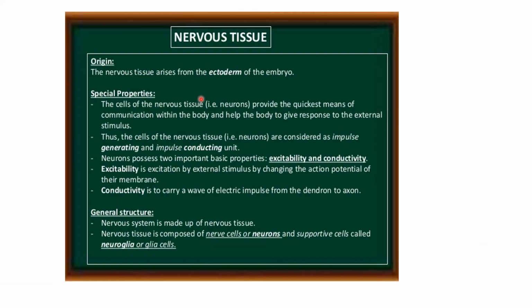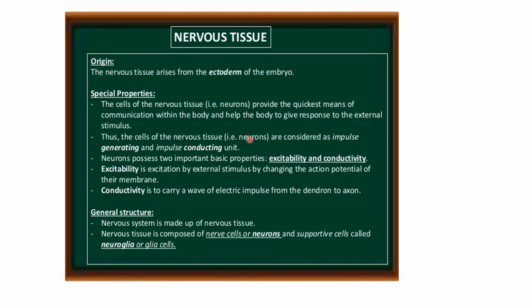Now moving on to the last type of tissue, which is nervous tissue, which is ectodermal in origin. Nervous tissue means the tissues which are present in the brain, spinal cord and nerves. The cells of the nervous tissue provide a quick means of communication within the body and help the body to respond to external stimuli.